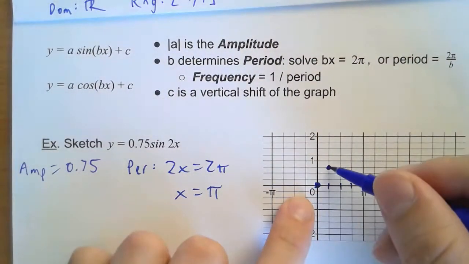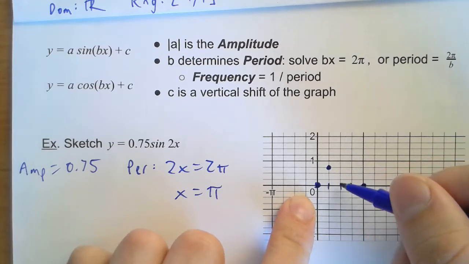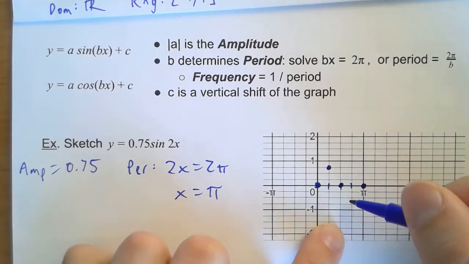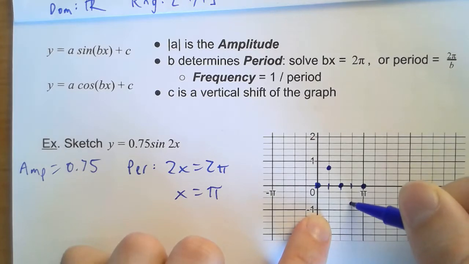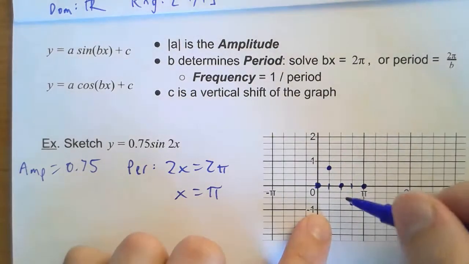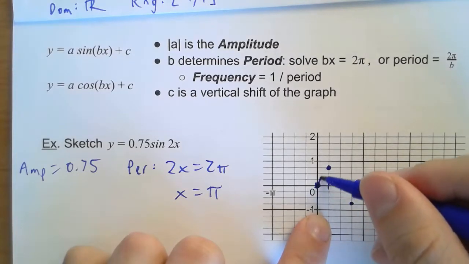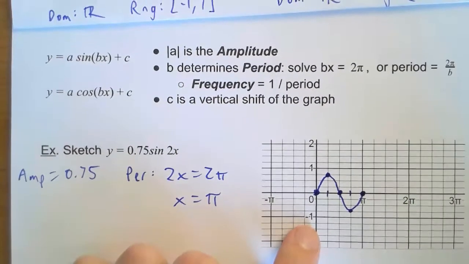Okay, and then now we're at the top of the graph, so all we can do is go down. Got to go back down to the middle first at 0, and then we keep going down until we reach the bottom of the graph, but instead of going to -1, now we're going to go to negative 0.75, and then once we're at the bottom of the graph, we've got to go back up. Okay, so here is one period of the graph.